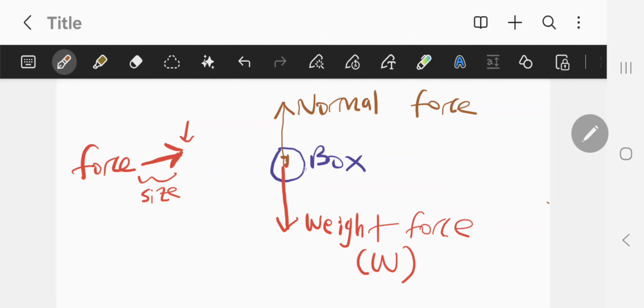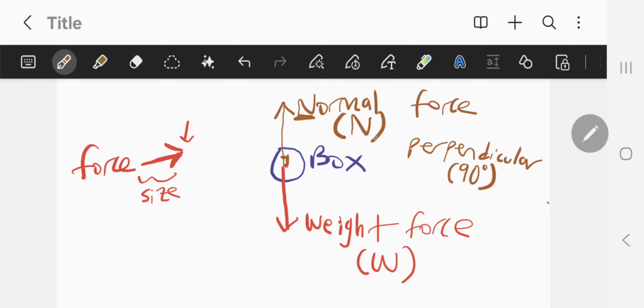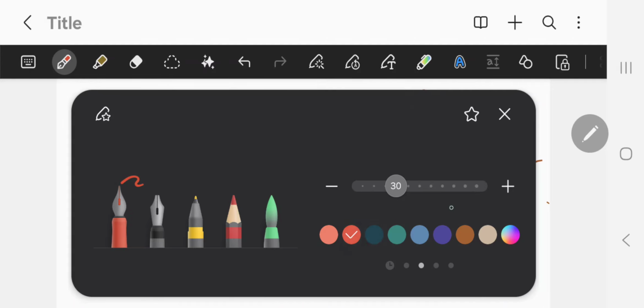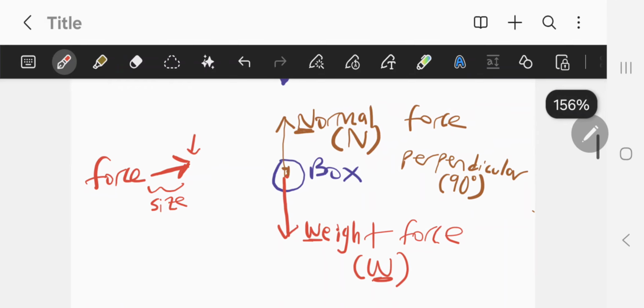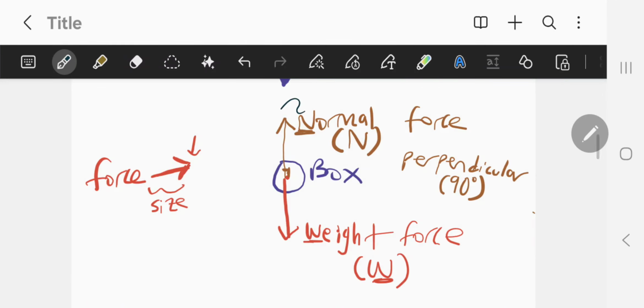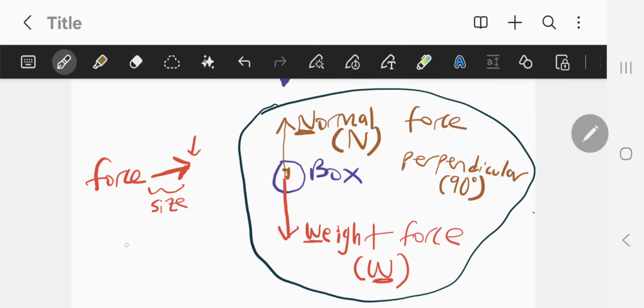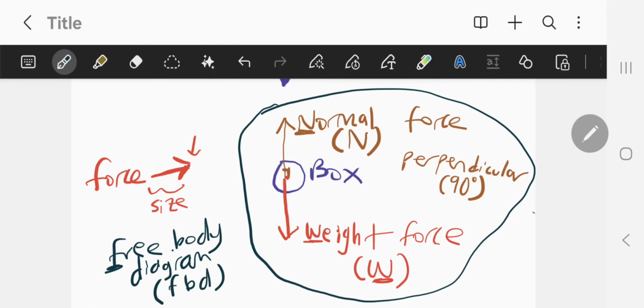I'm not going to draw the table, but I'm sure you can picture the table as being there. It's at 90 degrees to the table. In other words, it's perpendicular. In maths, perpendicular means 90 degrees. So the normal force always acts perpendicular to the surface. And we usually write capital N for normal force, and the W is for weight force. That here is called a free body diagram. Free body diagram, also called FBD for short.